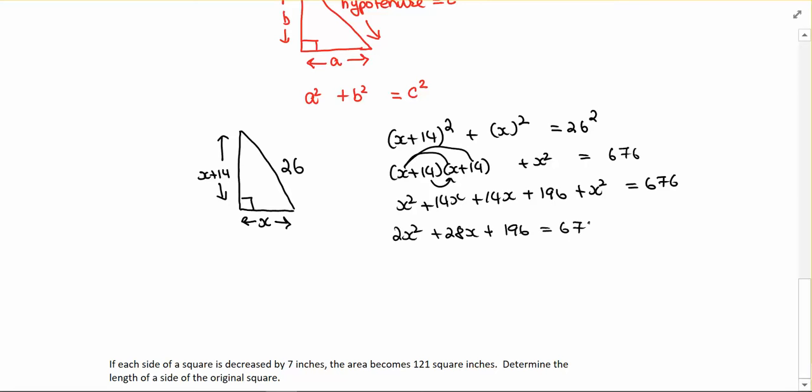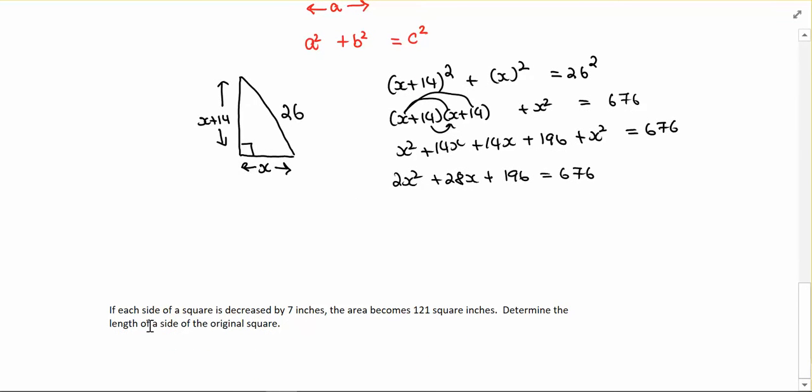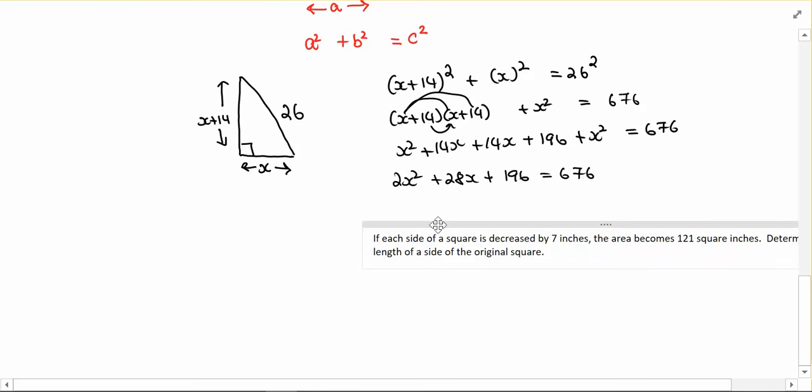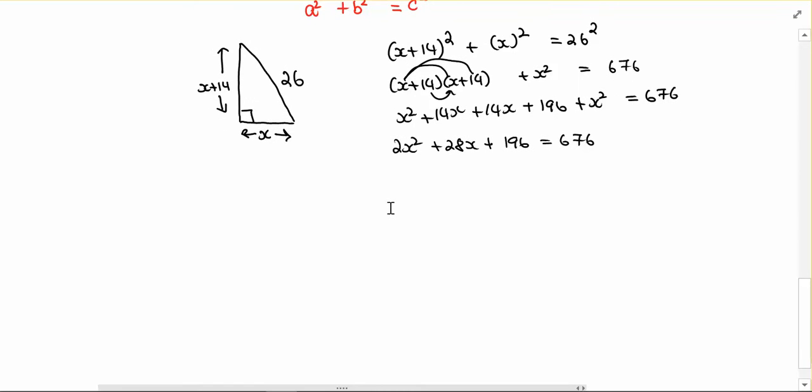Well, that's a quadratic, but I'm going to move this problem down a little bit so we have more room. Okay, that's a quadratic, and so we have to set it equal to 0. So 2x squared plus 28x plus 196 minus 676 equals 0. So let's do that little math there. 196 minus 676, negative 480.